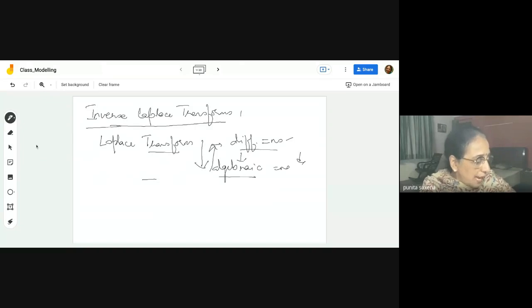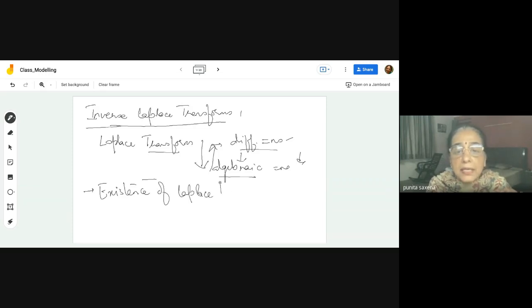But before we actually move over to the concept of inverse Laplace transform, there are a few things that we need to be sure of. Okay, the first one being that we have to be sure that a particular function or particular expression that we are talking of has a Laplace transform. So that means we also have to talk of the existence of Laplace transform.